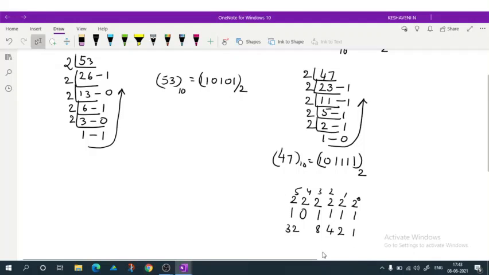Okay, so this is decimal to binary conversion, and what I have explained here as a check is binary to decimal conversion.